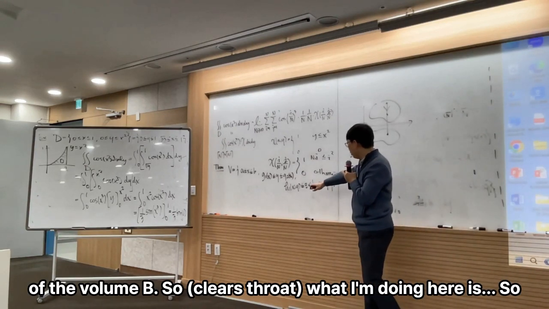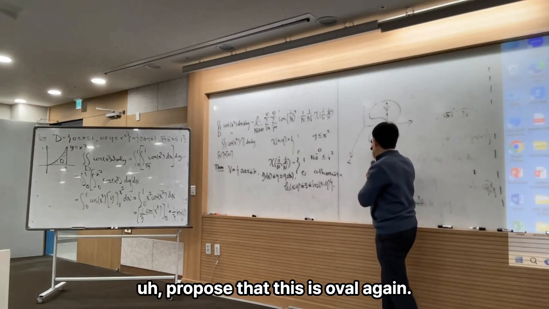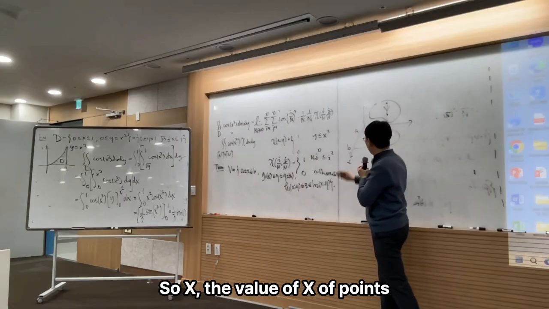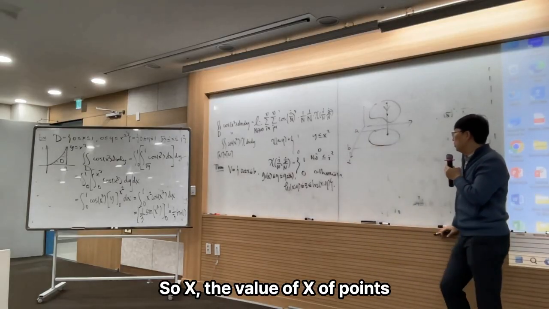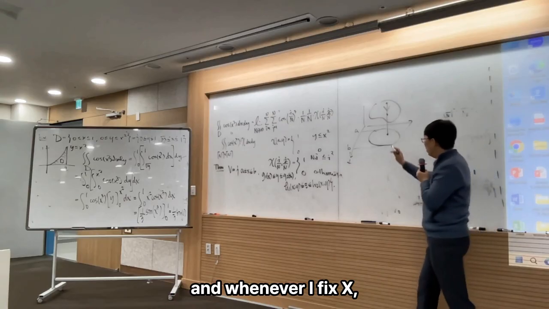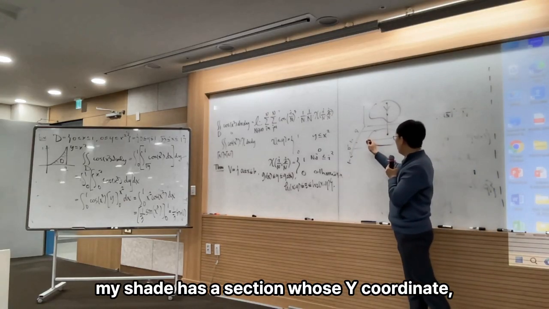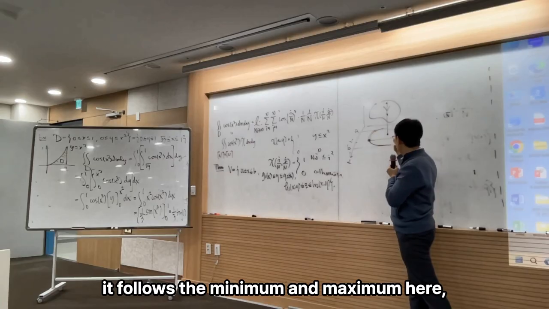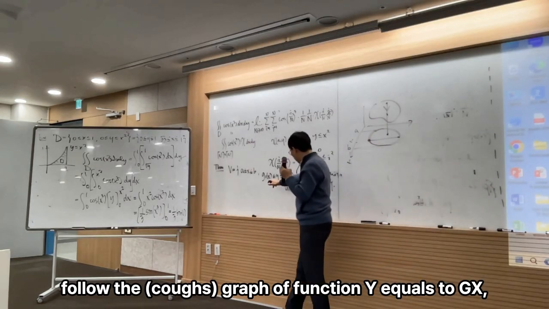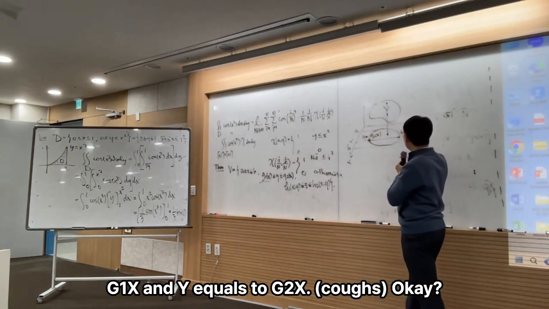Suppose that this is oval again. The values of x of points inside of my projection range from a to b. Whenever I fix x, my shade has a section whose y-coordinate follows the minimum and maximum here. The minimum curve and maximum curve follow the graphs of the functions y equals g1(x) and y equals g2(x).